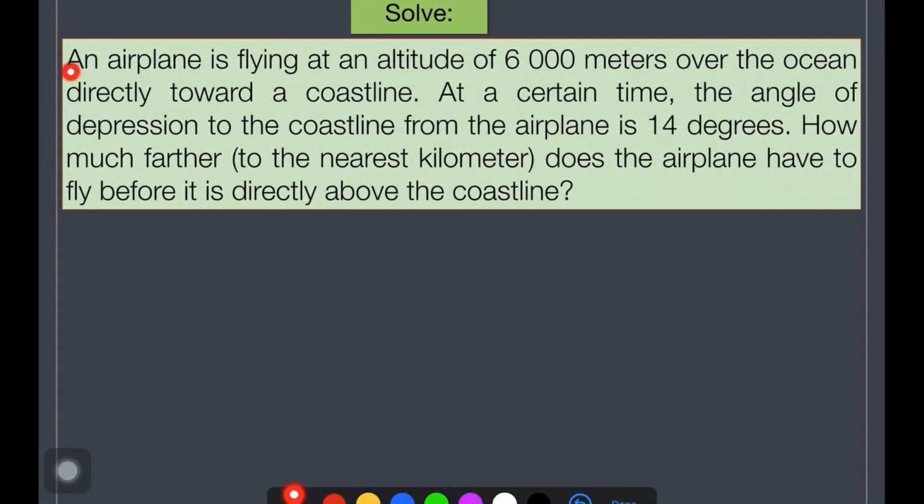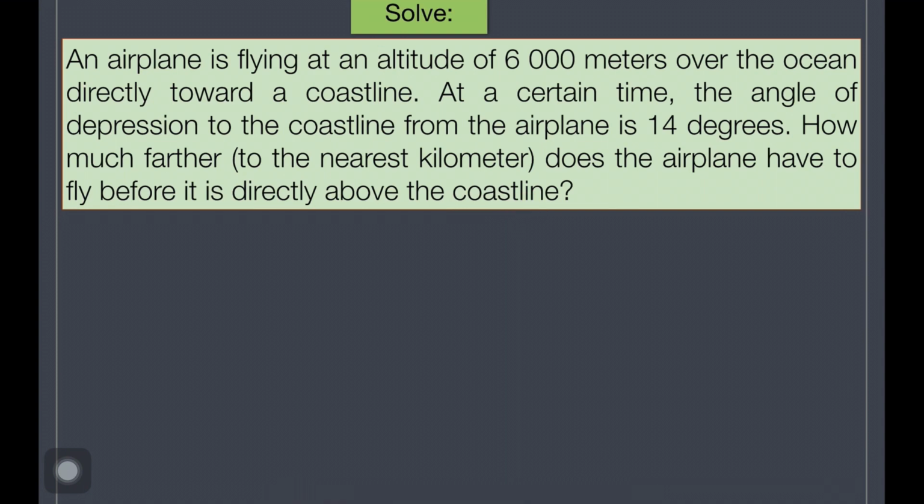An airplane is flying at an altitude of 6,000 meters over the ocean directly toward a coastline. At a certain time, the angle of depression to the coastline from the airplane is 14 degrees. How much farther, to the nearest kilometer, does the airplane have to fly before it is directly above the coastline?